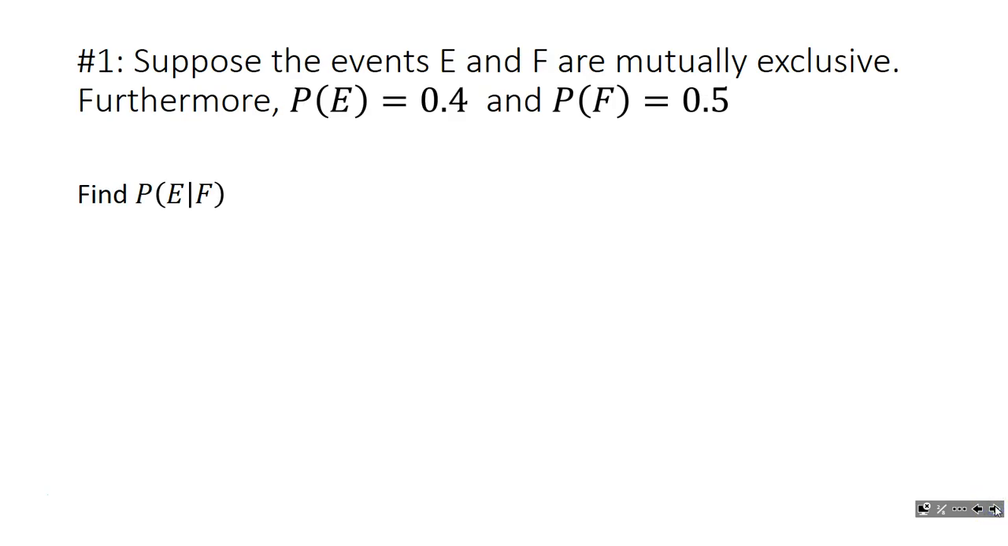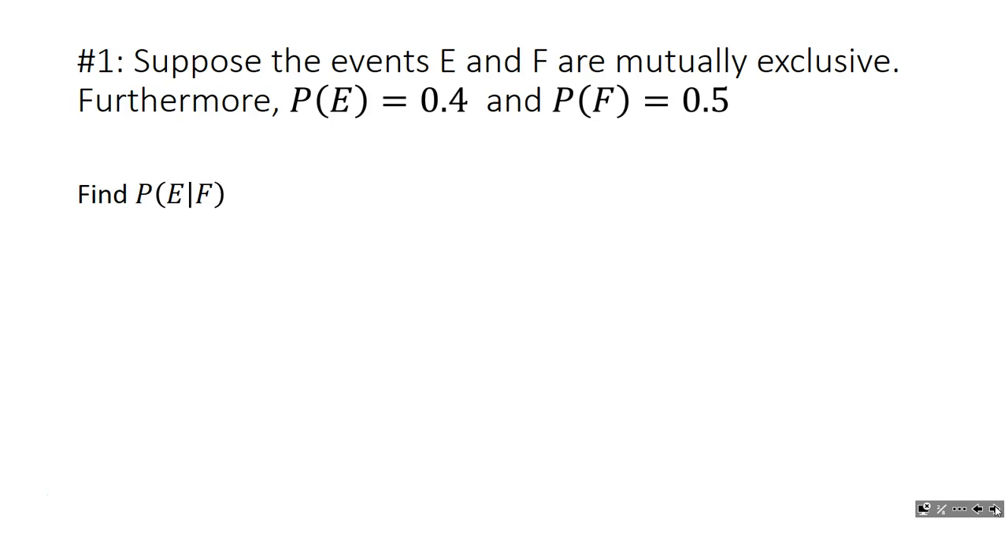First problem, let's suppose that the events E and F are mutually exclusive, and furthermore, we know that the probability that E occurs is 0.4 and that F occurs is 0.5. We want to find the conditional probability of E given that F occurs.